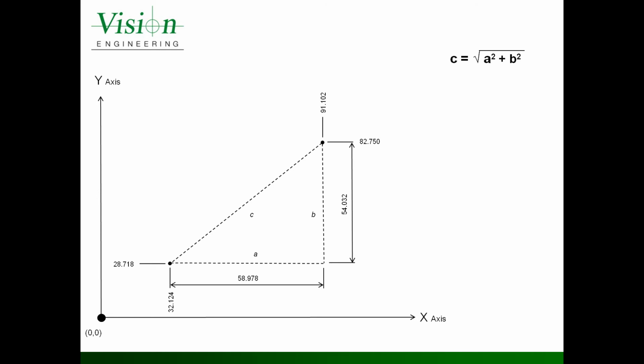The formula to be used will be c equals the square root of a squared plus b squared, or c would equal the square root of the x-axis 58.978 squared plus the y-axis of 54.032 squared. C would equal 79.986. Obviously, this is in error. Remember, the standard length we started out with was 80 millimeters.